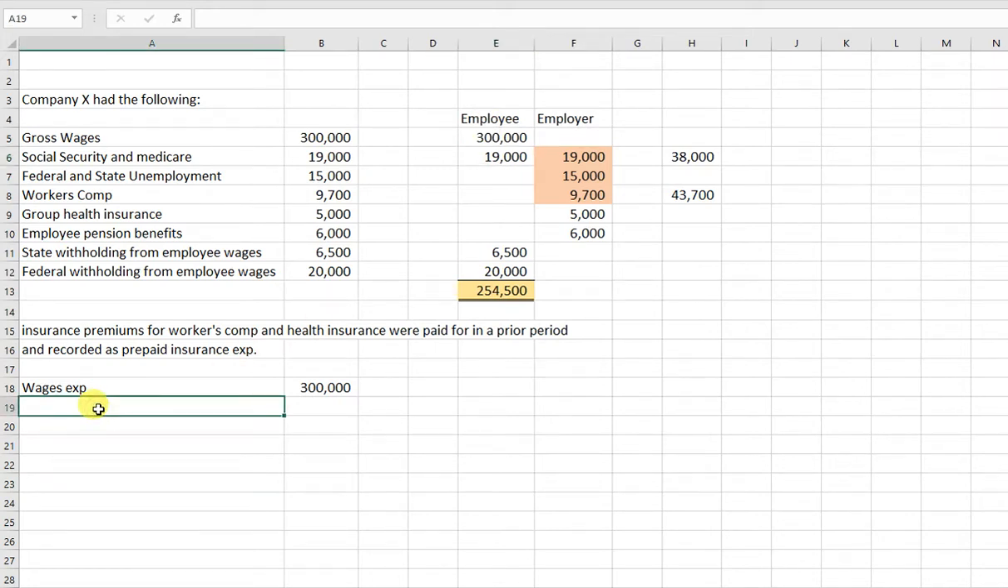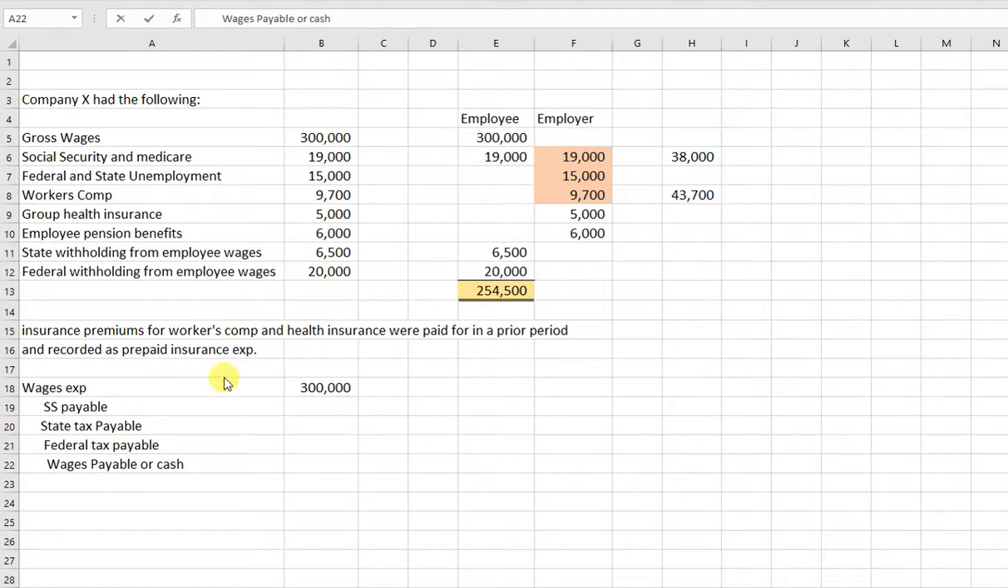So in the first one, I'm going to have Social Security and Medicare payable. I'm not going to retype that whole name, but Social Security payable. The next one I'm going to have is state taxes payable. I typed them in there on pause.